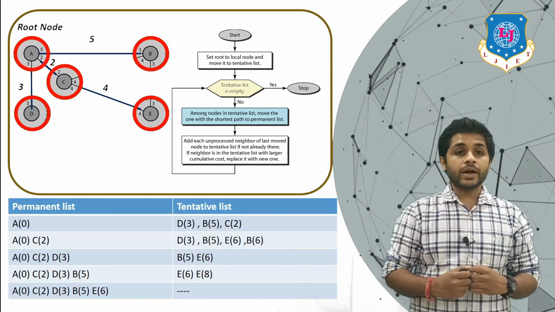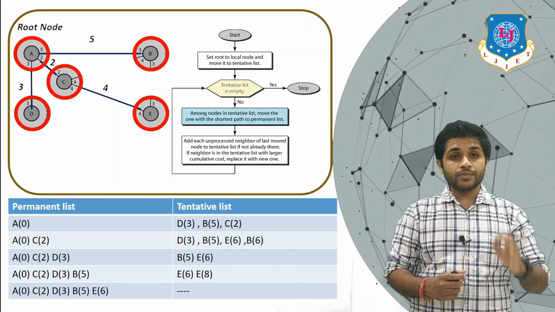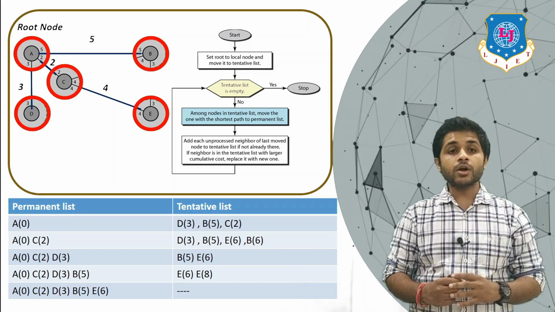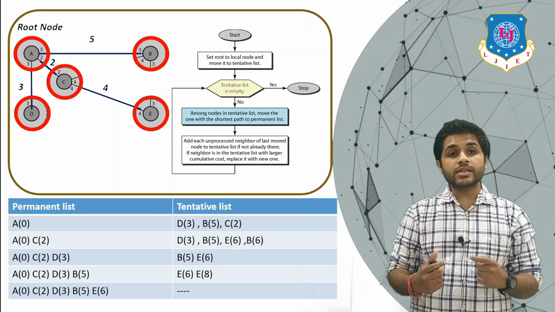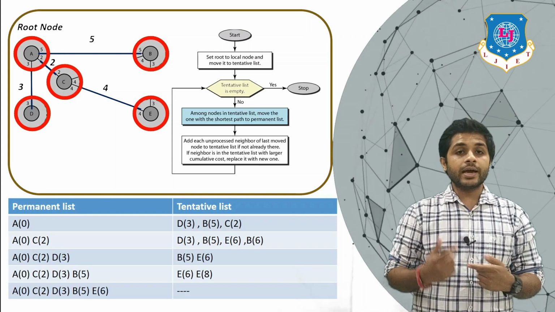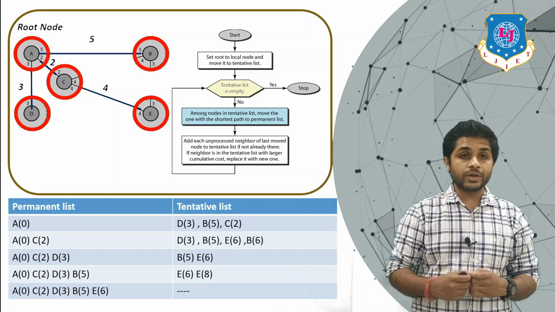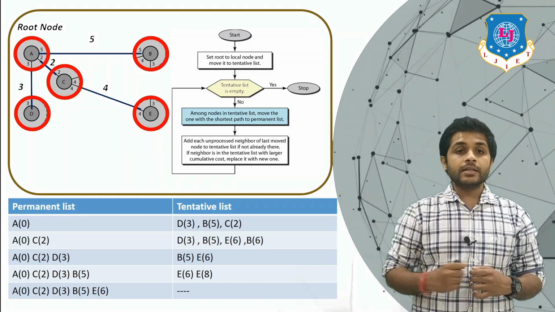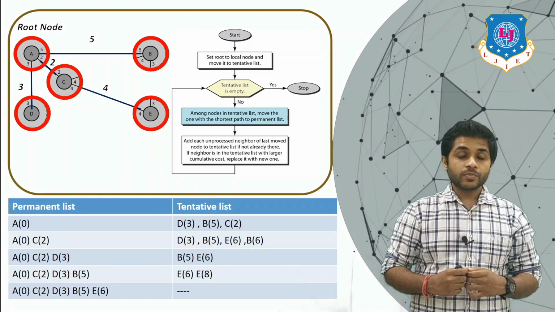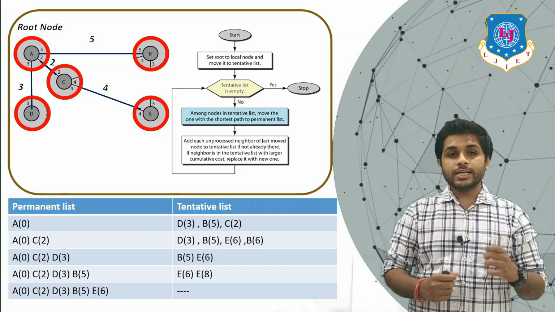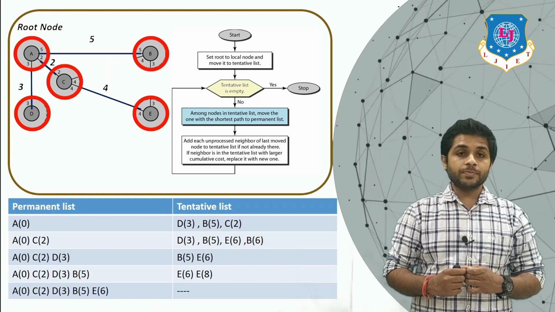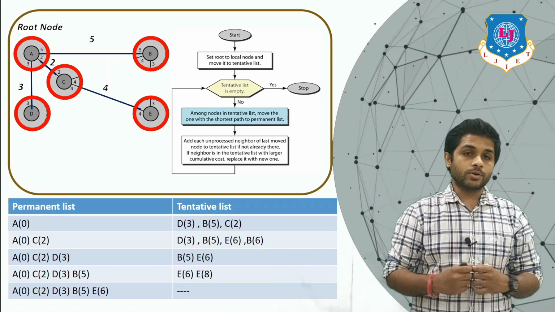Remember, we have found the shortest path tree with respect to root node A. In the network, all the routers will create their own shortest path tree, and after creating the shortest path tree using Dijkstra's algorithm, they will prepare the routing table. So your task is to find the shortest path tree with respect to the remaining nodes.